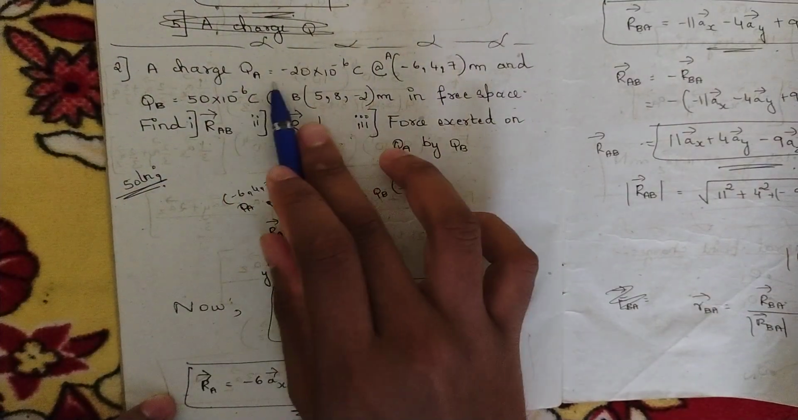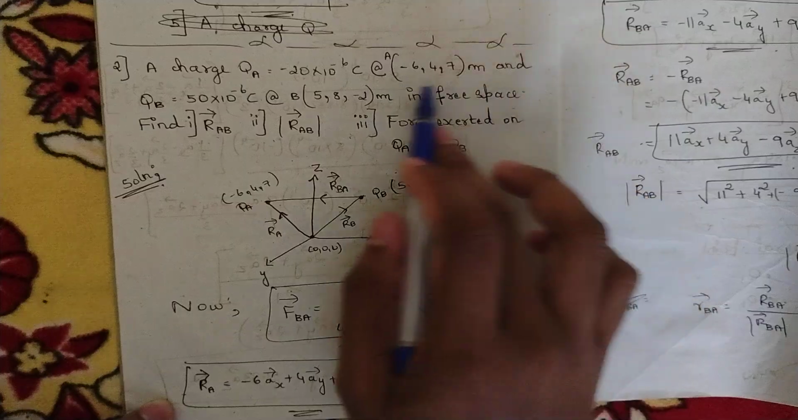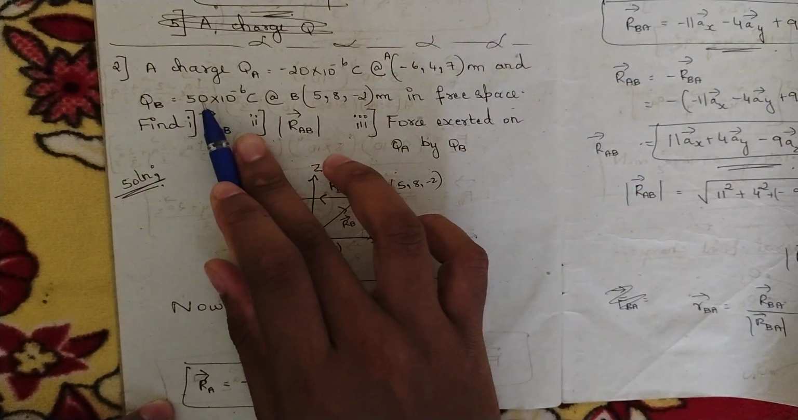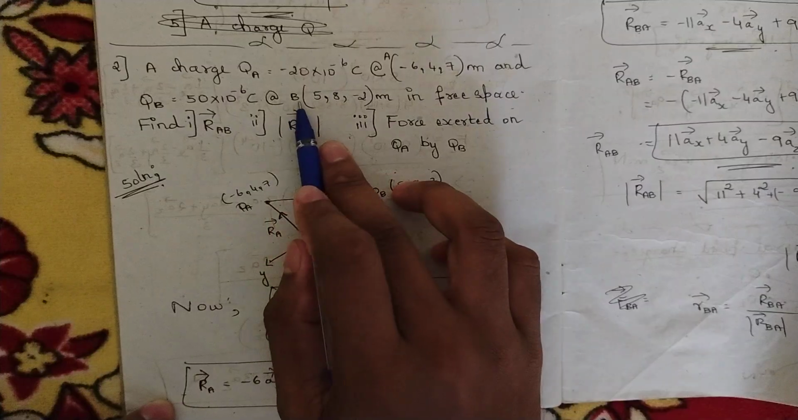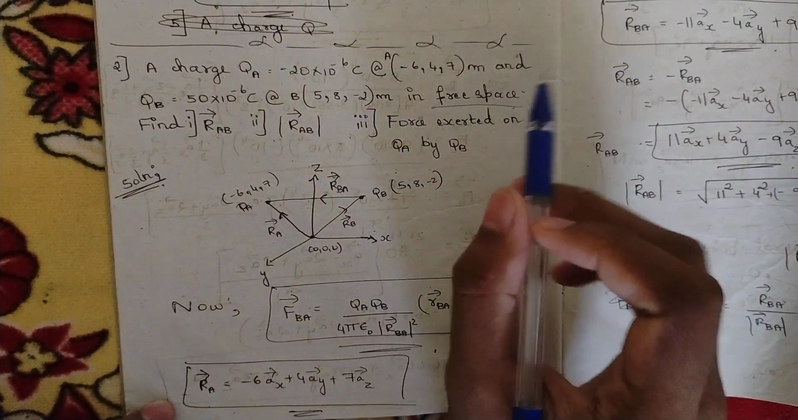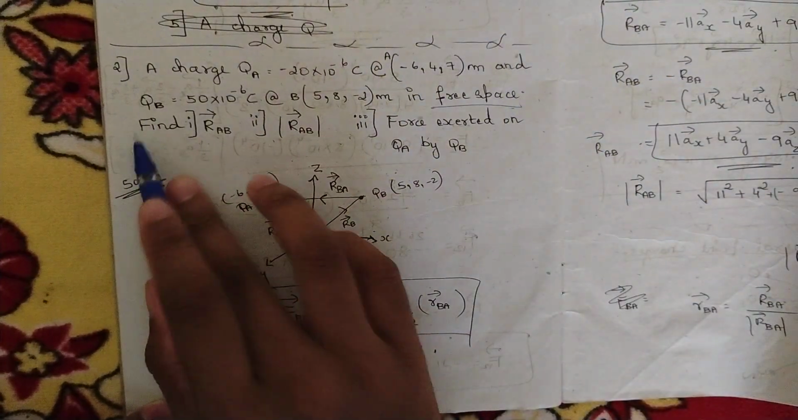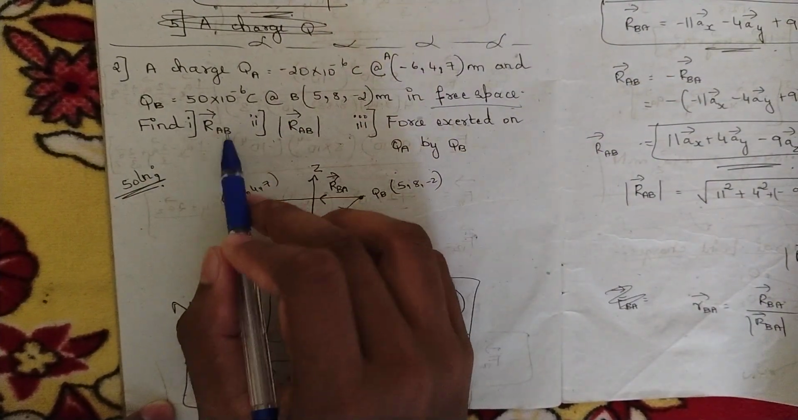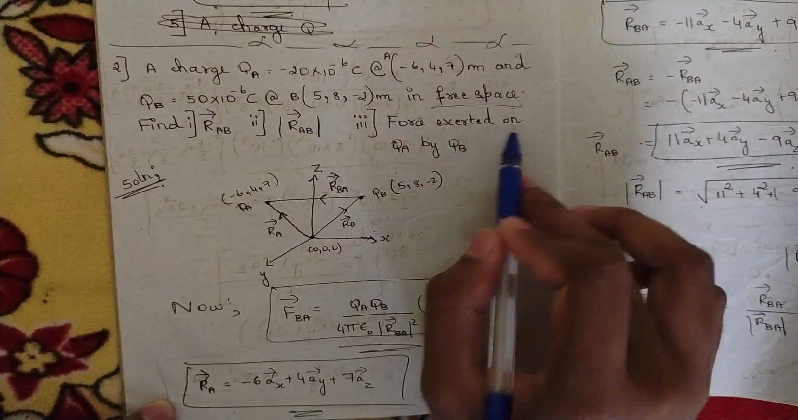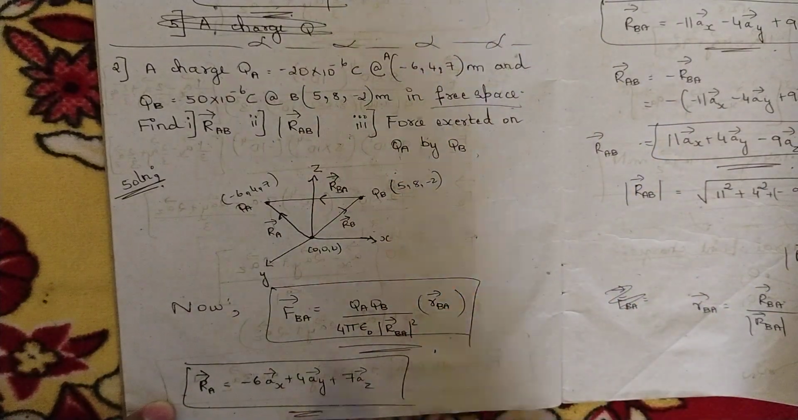A charge QA, which is minus 20 into 10 power minus 6 Coulomb, at A of minus 6, 4, 7 meter, and QB is equal to 50 into 10 power minus 6 Coulomb at B of 5, 8, minus 2 meter in free space. Again, they have mentioned free space, so the value of epsilon is epsilon naught. They have told us to find the vector RAB, the magnitude of vector RAB, and the force exerted on QA by QB. Based on the data, I have drawn one graph here.